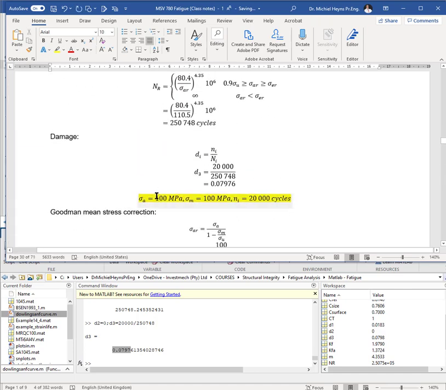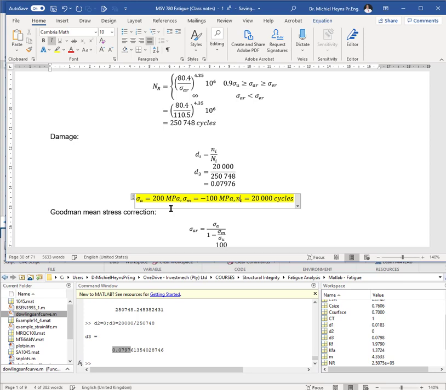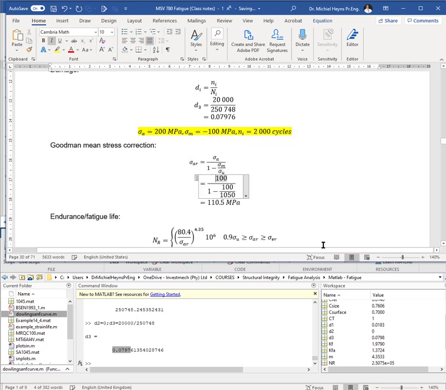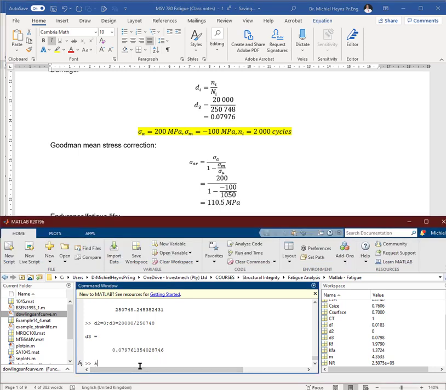Here we have 200, minus 100, 2,000 cycles. So here we have an amplitude of 200 and a mean stress of minus 100. Now let's calculate sigma AR here. Sigma AR will, in this case, be 200 amplitude, and it will be minus 100 for the mean.